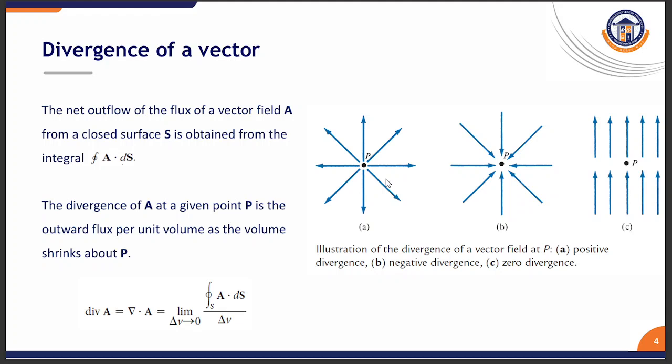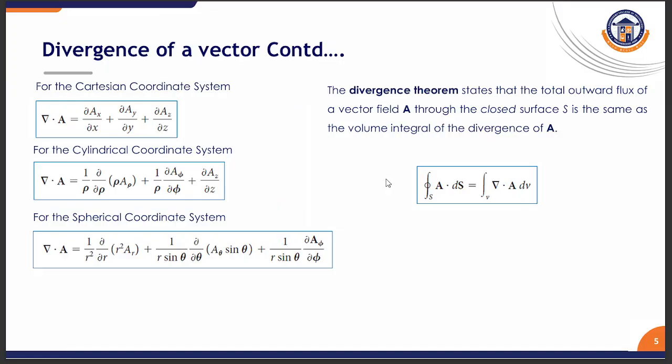In Cartesian coordinates, the divergence of vector A is given by ∂Ax/∂x plus ∂Ay/∂y plus ∂Az/∂z. Here Ax, Ay and Az are the components of A along the x, y and z axes. Each term represents how much the field spreads along that direction. If the sum is positive, the point behaves like a source. If the sum is negative, it behaves like a sink.